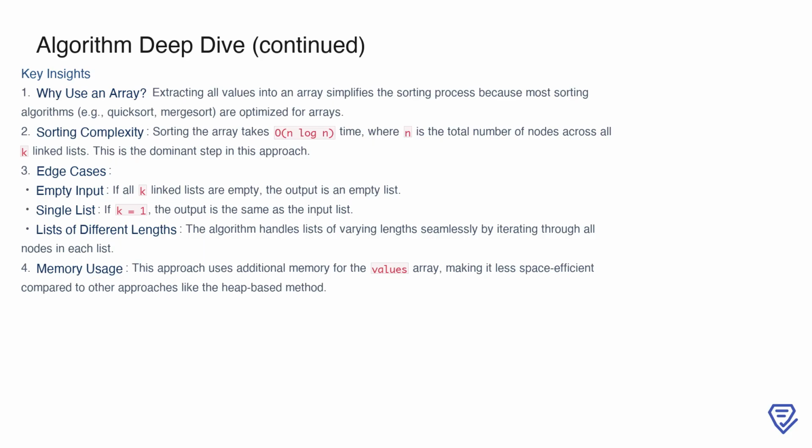It's also important to consider edge cases. If all the input lists are empty, the output is simply an empty list. If there's only one list, the output is the same as the input list, and if the lists have varying lengths, the algorithm handles this naturally by iterating through all nodes. Finally, while this approach is conceptually simple, it uses additional memory to store the intermediate array, which makes it less space efficient compared to heap-based methods.